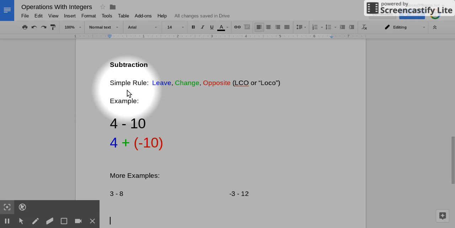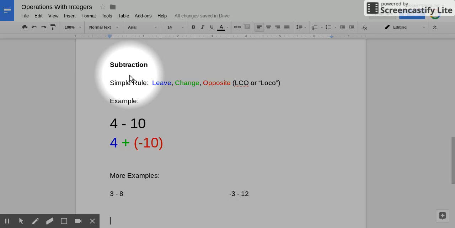Hi, today we're going to take a look at subtracting integers. So we're still dealing with our operations with integers, but today we're going to focus on subtraction. Now the rule we have for subtraction is not a nice little song that we can sing like we had with addition. However, it's pretty simple.